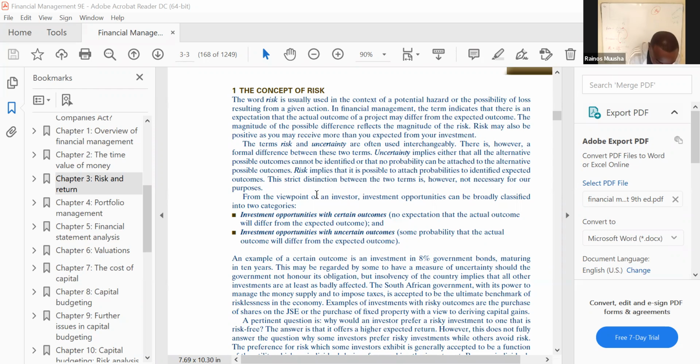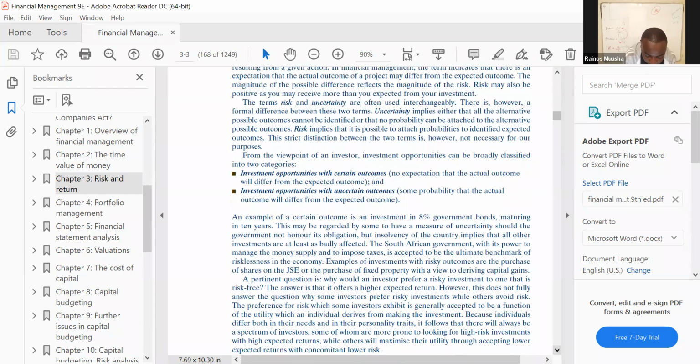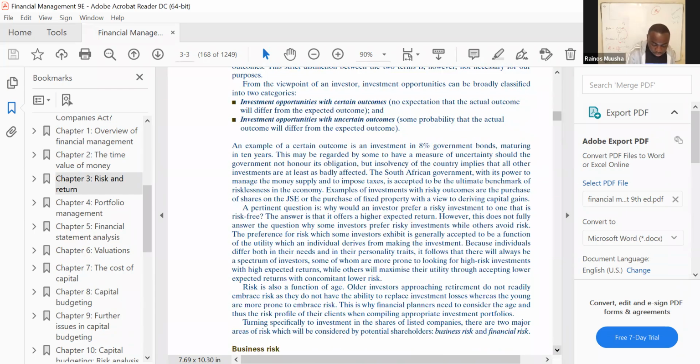Moving on, they say from the viewpoint of an investor, investment opportunity can be broadly classified into two categories. Investment opportunity with certain outcomes, where there's no expectation that the actual outcome will differ from the expected outcome. And those investment opportunities with uncertain outcomes, where there's some probability that the actual outcome will differ from the expected outcome. So these are the two types of investment opportunities that we are going to be looking at when it comes to investments.